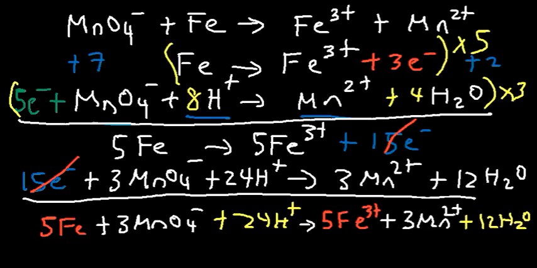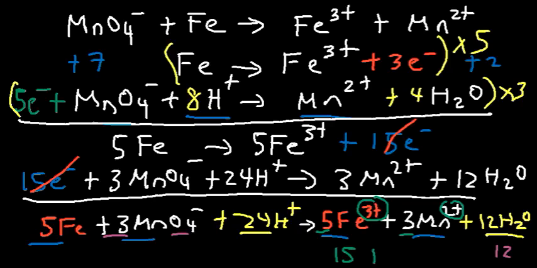Okay, let's check to see if we balanced it correctly. We have 5 iron atoms, 24 hydrogen atoms, 12 times 2 is 24, 3 manganese atoms, and here we have 12 oxygens, and 3 times 4 is 12 oxygens. Now let's add the charge. So 5 times 3 is 15, 3 times 2 is 6, so we have a total charge of positive 21 on the right side. 3 times negative 1 is negative 3, and 24 times 1 is plus 24, which is positive 21. So the charge is balanced as well.